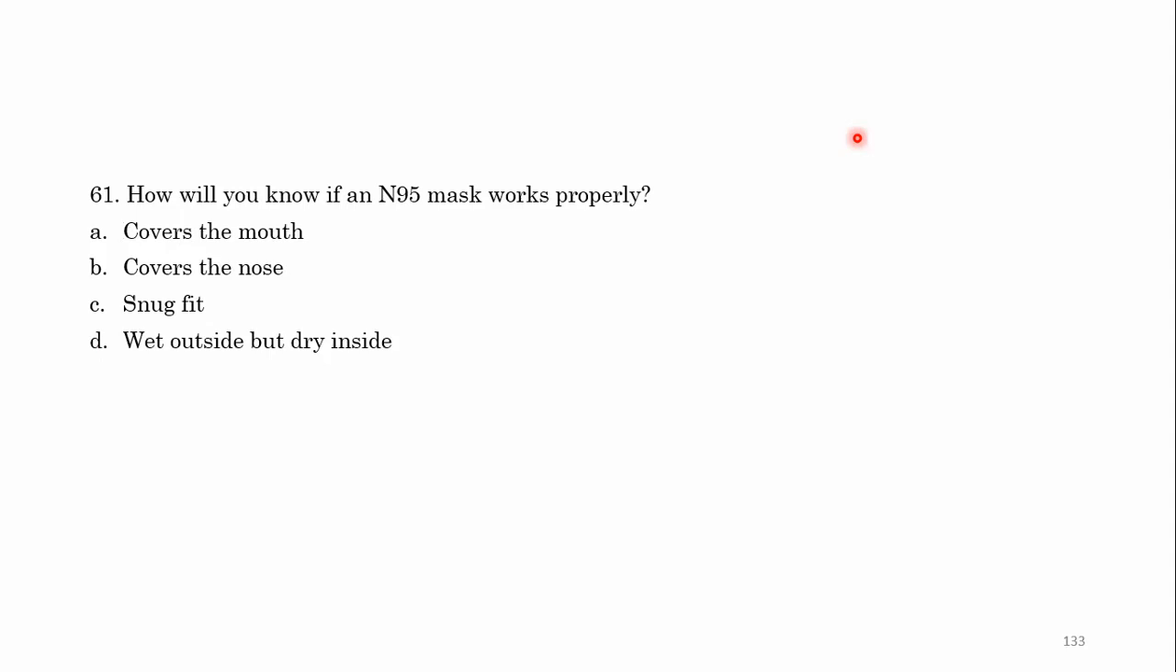Number 61, how will you know if an N95 mask works properly? A, covers the mouth. B, covers the nose. C, snug fit. Or D, wet outside but dry inside. Number 61, letter C, snug fit. N95 mask is a form of PPE or personal protective equipment worn by us laboratory scientists. Number 61, letter C, it should be snug fit.